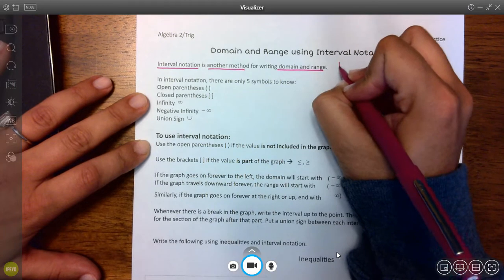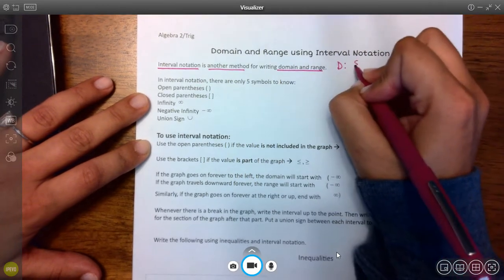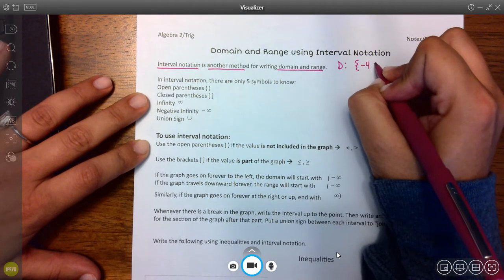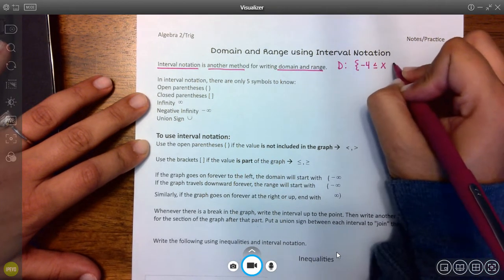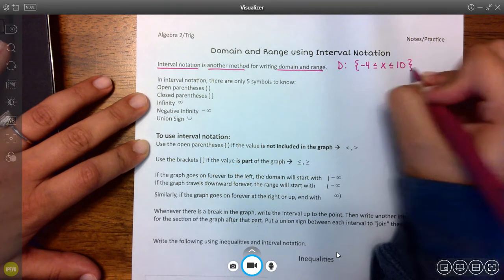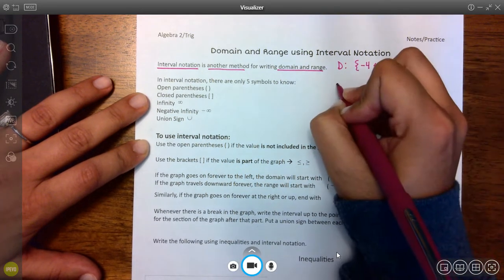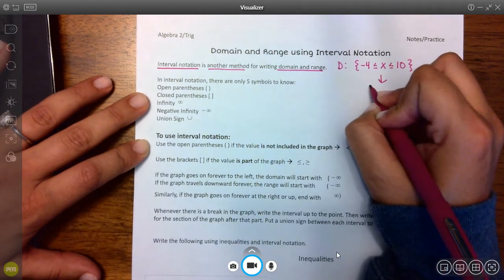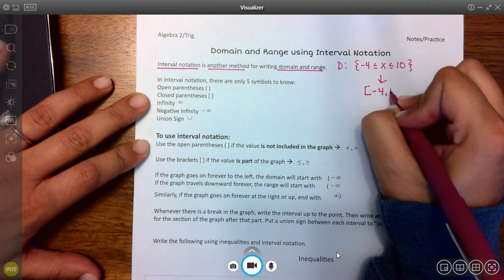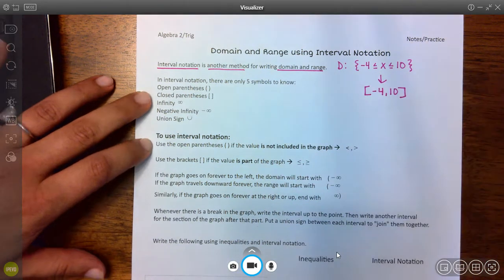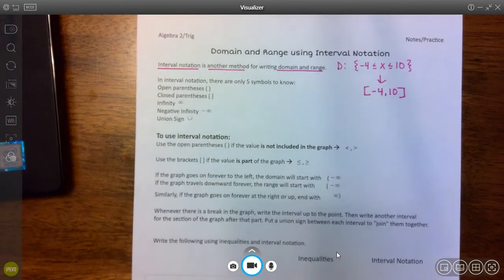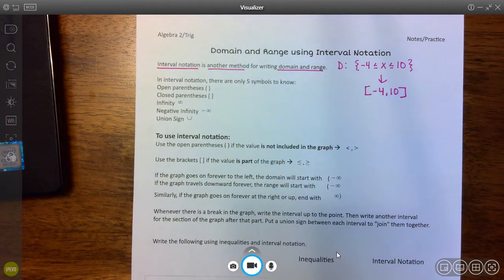Today is that before, maybe we said that the domain was that x must be greater than -4, but less than or equal to 10. And now we're going to say that with interval notation, we could determine that our domain just heads from -4 to 10. So as you can see, there are some differences with how we write the notation, but we're still talking about the exact same thing.